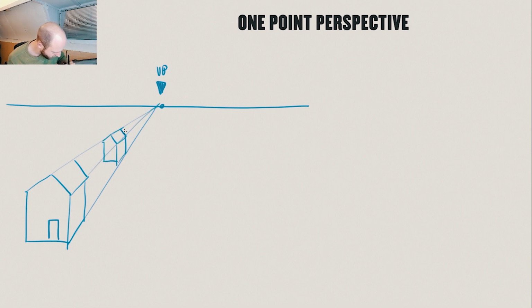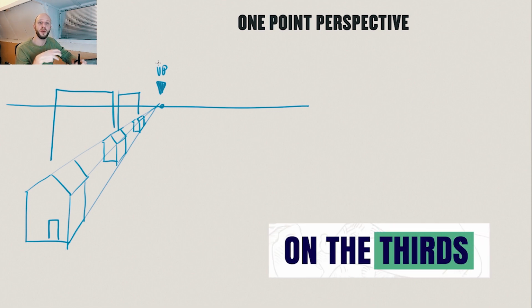So what you'll see is that the houses are approximately the same distance from each other, but not in math or not in 2D. This is much closer than this. Now there's a rule you can use when you want to find the middle in one-point perspective, and that is actually on the thirds. So let me explain what I mean with this.